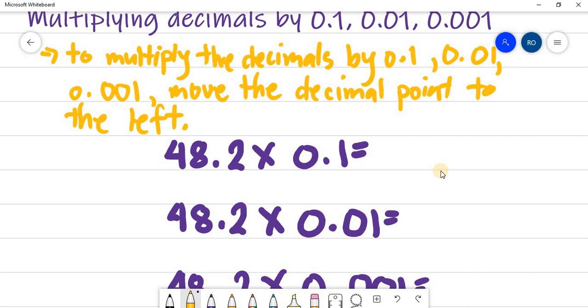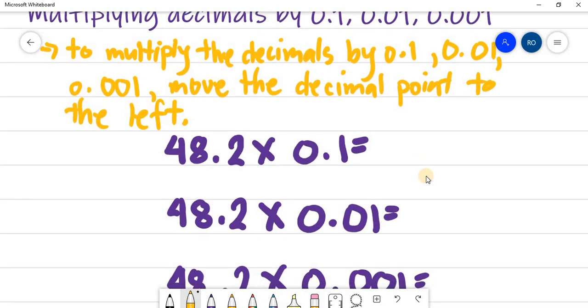So let's say, for example, 48 and 2 tenths, or 48.2 times 0.1. Okay, here 0.1 has only one decimal place. Meaning 48.2, the decimal point of it will move to the left by one place only. So here, the decimal point is between 4 and 8. Of course, we have to copy the remaining numbers. So we have 4 and 82 hundredths, or 4.82.